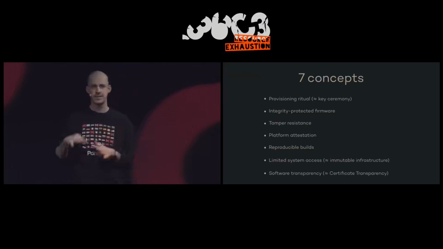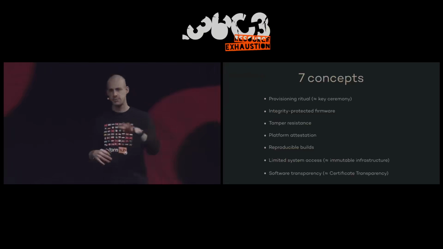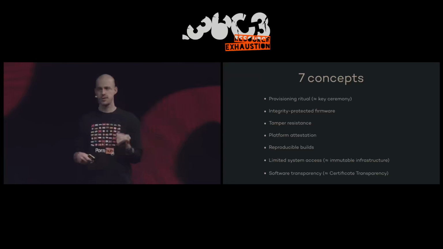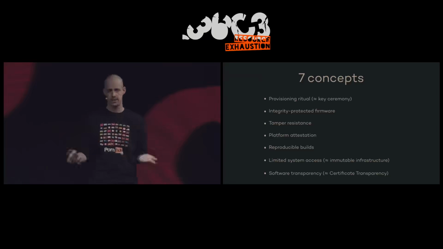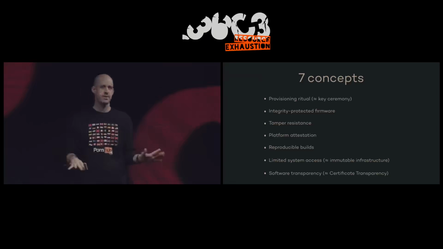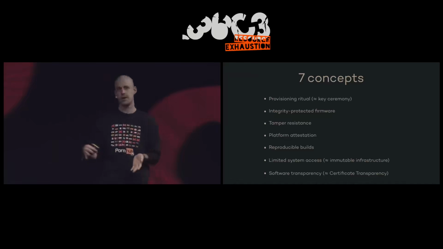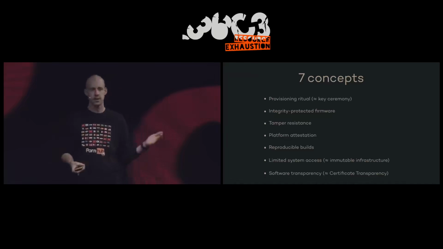Then we need to limit the system access, because even if we have integrity-protected firmware and we know everything that has been executed as part of the boot, we can still have a malicious administrator logging into the system and changing things in ways we can't control. So we need to limit the system access. We need to have some kind of immutable infrastructure. And lastly, we need a transparency log for all the software running on a particular server, so we can monitor not only the current, but also the past actions of platform owners, so we can audit them. This is somewhat like the certificate transparency mechanisms we have with PKI.